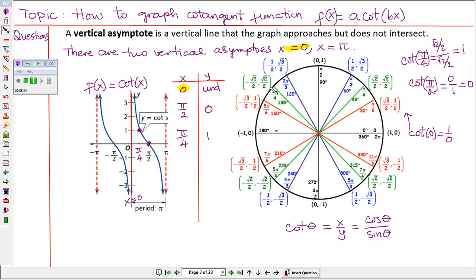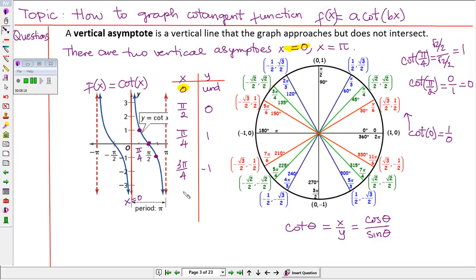Then you can move on to the green color, which are multiples of pi over 4. I'm going to move on to the second quadrant, looking at 3 pi over 4. Again, x divided by y gives exactly the same number, except x is negative, so my answer will be negative 1. So 3 pi over 4 is right here, and my cotangent is negative 1. You can see there are three basic values here: 1, 0, negative 1.